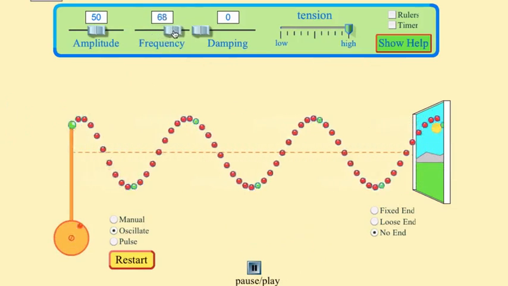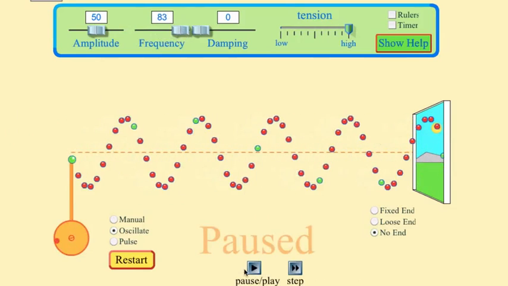And I can increase the frequency, and what we see is that when I increased the frequency, the wavelength became correspondingly smaller. The frequency times the wavelength is a constant, the speed of the wave. A wave is characterized therefore by its frequency or its wavelength, given the speed.